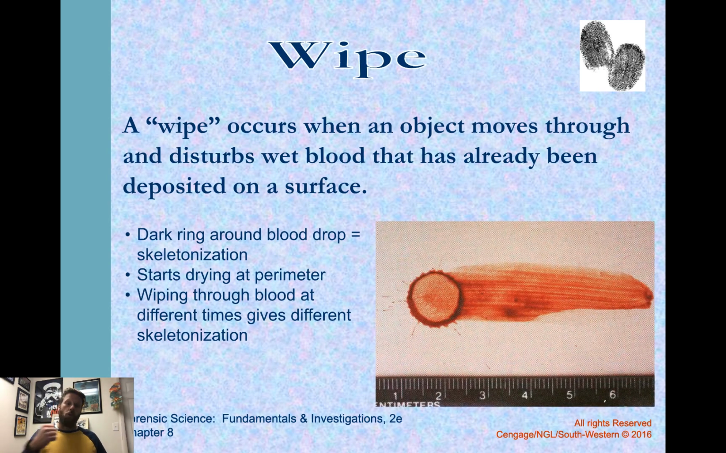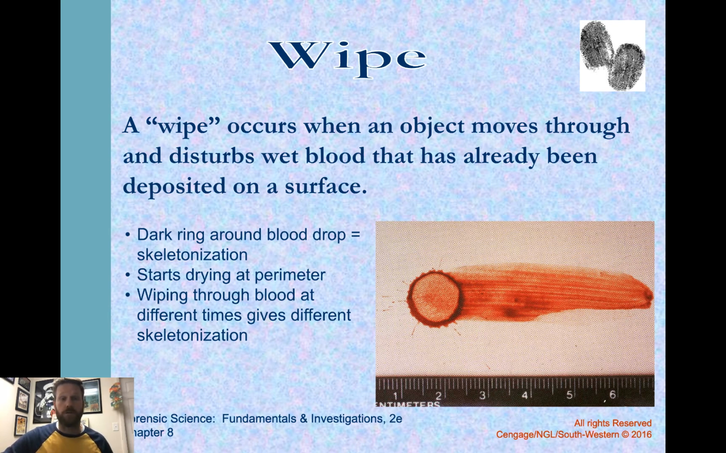Okay, if you wipe a blood stain, that's going to cause a certain type of blood pattern. You can also see on here what's called skeletonization. So when blood has been sitting for a while, it's going to start drying around the edges first. And actually, forensic scientists can use the amount of dried blood, the amount of skeletonization, to identify how long that blood's been sitting there.